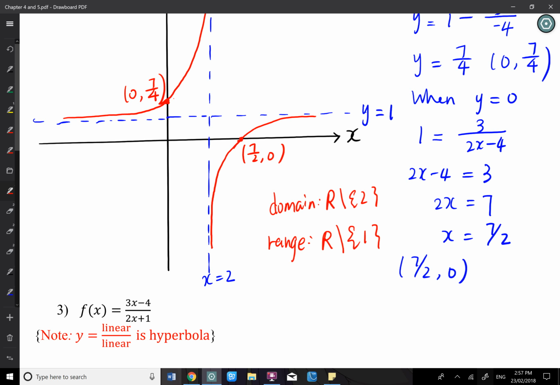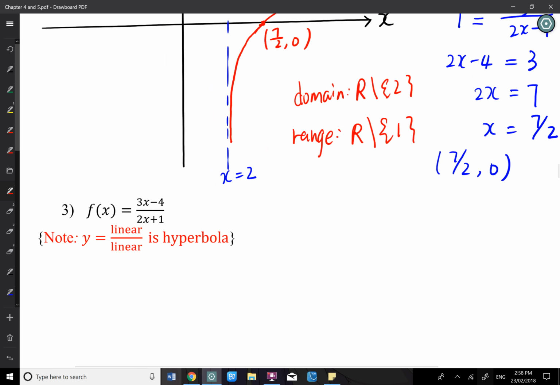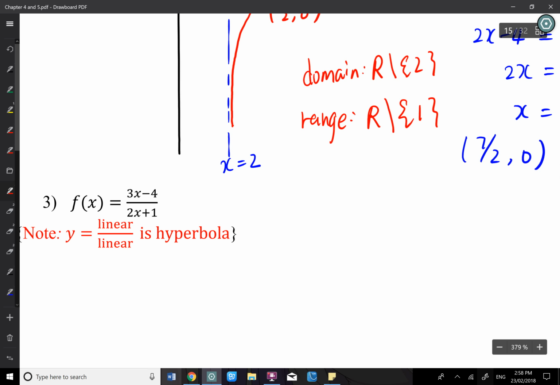Okay, everyone, when you finish this one, please listen carefully. Just listen to me explain this first, and then if you have any questions, you ask. Because it's a really important concept. Year 12 papers always have this type of question, asking you to show a linear over linear is a hyperbola function.